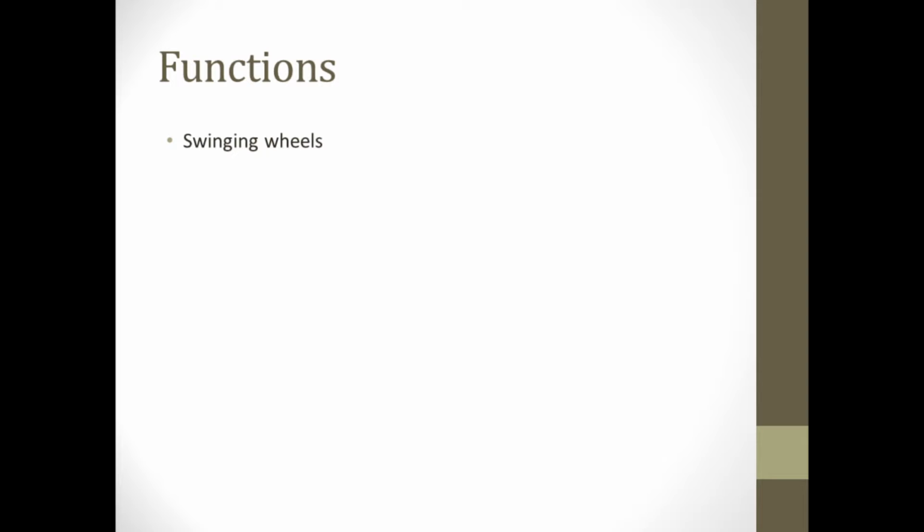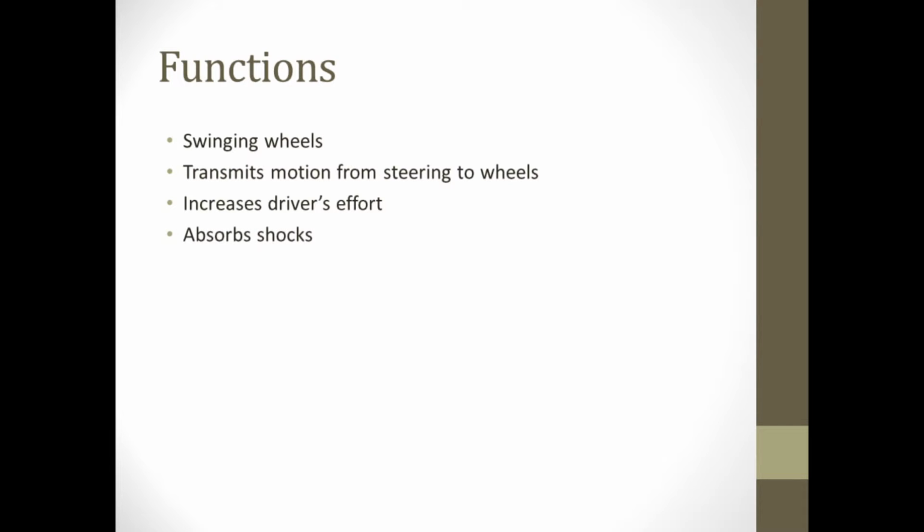Next, we come to the functions of steering system. It helps in swinging the wheels to the left or right. Then, it converts the rotary movement of the steering wheel into an angular turn of the front wheels. Next, it multiplies the effort of the driver by leverage in order to make it fairly easy to turn the wheels. And at last, it absorbs a major part of the road shocks, thereby preventing them from getting transmitted to the hands of the driver. Now let us focus on the components and the working of the steering system.